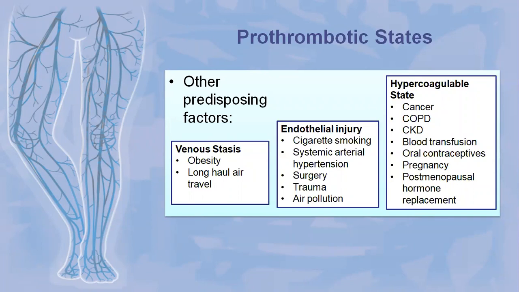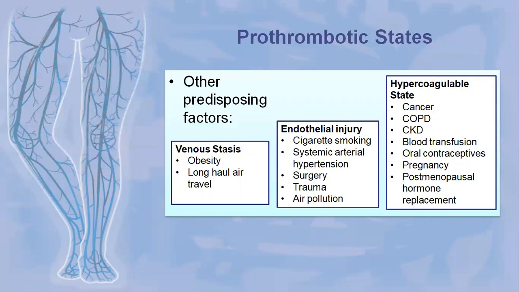So this slide will tell you the prothrombotic states, the other predisposing factors for the triad. So for venostasis, obesity and long-haul air travel are factors. For endothelial injury, cigarette smoking, systemic arterial hypertension, prolonged surgery, trauma, and prolonged exposure to air pollution predispose one to develop endothelial injury.